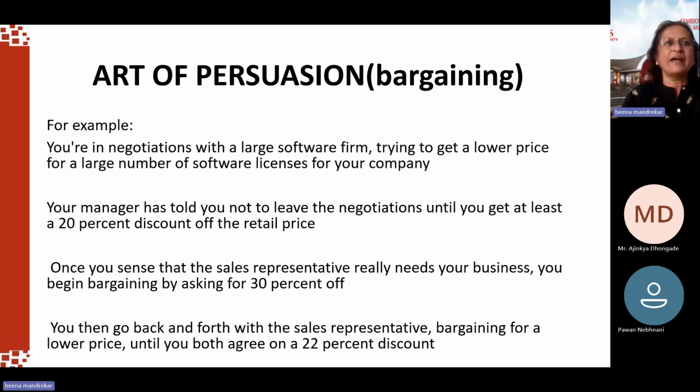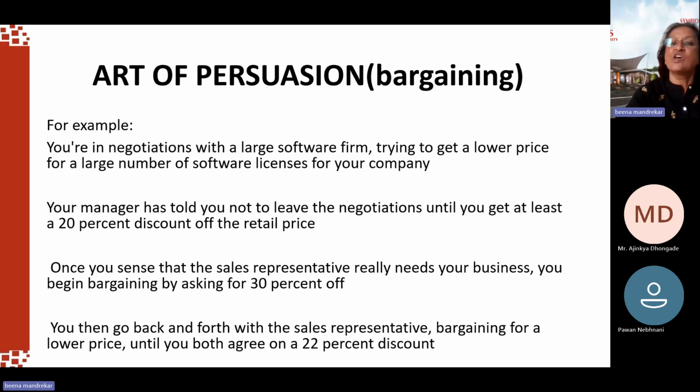And he says, come on, buy it because we are offering you the best price. And now you get a sense that he wants to sell it to you. He doesn't want to go away from the table not having sold it to you. He wants to sell it to you at any cost, kind of a feeling, little desperation you can detect. So you say, okay, once you sense that the sales representative really needs your business, begin bargaining by asking for 30% off.